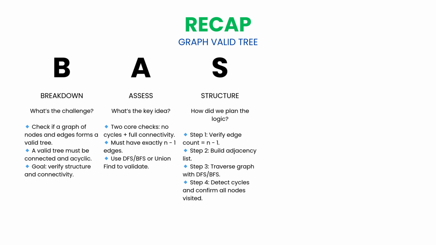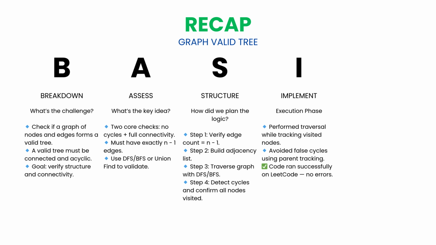Build adjacency list. Represent all node connections. DFS or BFS traversal. Start from node 0, visiting neighbors while skipping the parent node. Cycle detection and connectivity. If we revisit a node that isn't the parent, it's a cycle. After traversal, if we visited all nodes, the graph is connected and valid. We implemented the traversal, marked visited nodes, and avoided false cycle triggers by tracking parents. The logic executed smoothly, and the solution ran successfully on LeetCode without any errors.